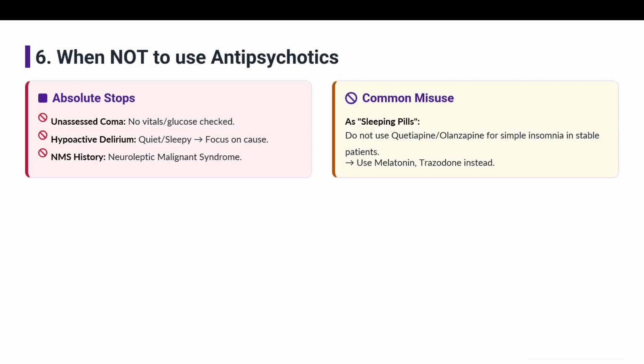So when not to use: in case of unassessed coma, when no vital signs or glucose have been checked, always avoid antipsychotics. In hypoactive delirium, when the patient is quite sleepy, focus on the cause rather than giving an antipsychotic drug. In case of past history of neuroleptic malignant syndrome, try to avoid antipsychotic drugs because it can exacerbate and can be fatal. Use of antipsychotics as a sleeping pill is not recommended. We do not use quetiapine or olanzapine for simple insomnia in stable patients. You can always use melatonin and trazodone.